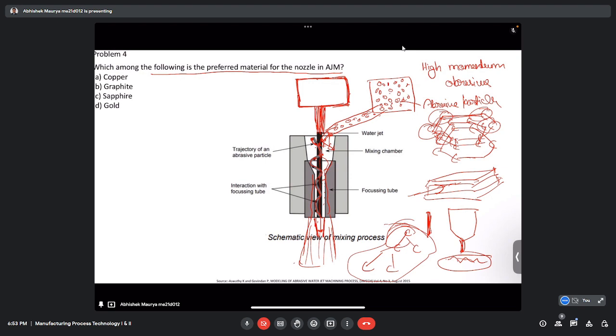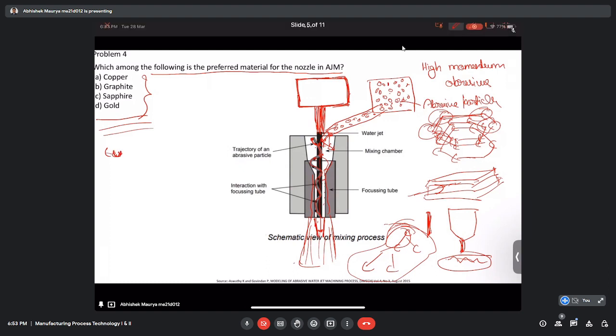What I was trying to say is that we are looking for a nozzle material which is very hard. So let's try to see the hardness of all these materials. First one we have is copper. Copper has a hardness value of, so I am writing the short form Cu.